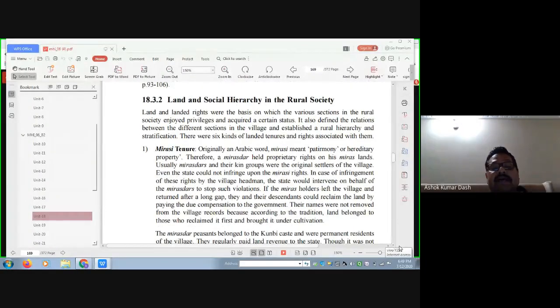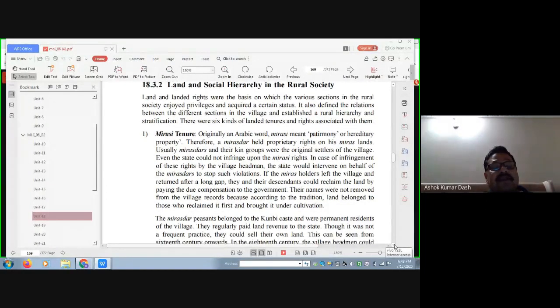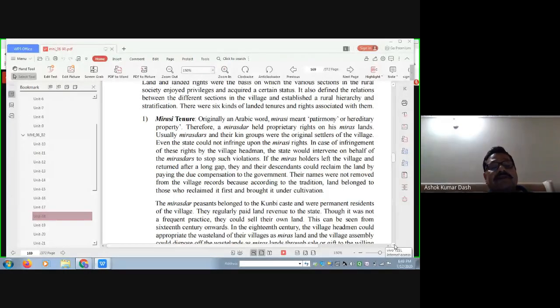Therefore, the mirasdar holds the proprietary right on his miras land. Usually, the mirasdar and his kin groups were the original settlers of the village.